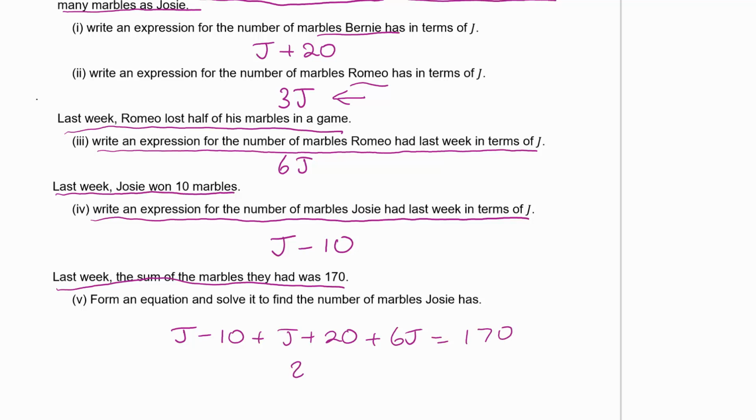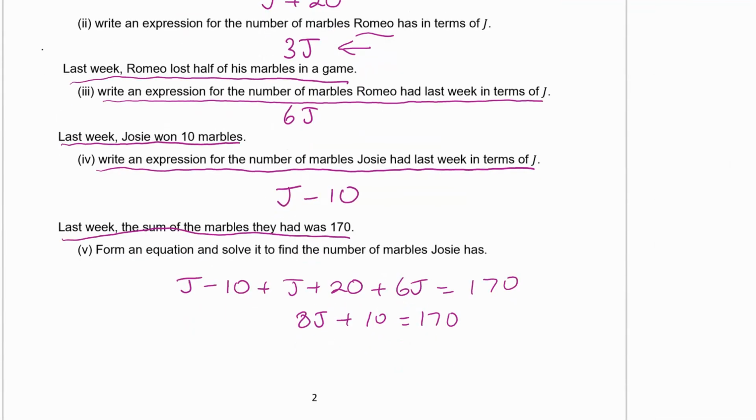Collecting up like terms, that's 8J plus 10 is equal to 170. Therefore, 8J is 160, and J would be 20. So Josie has 20 marbles, and we should do that as a written answer. So Josie has 20 marbles.